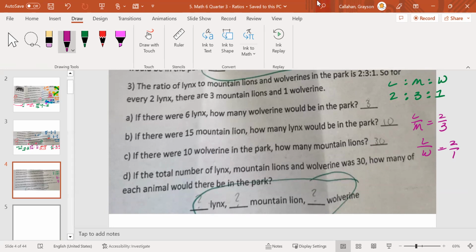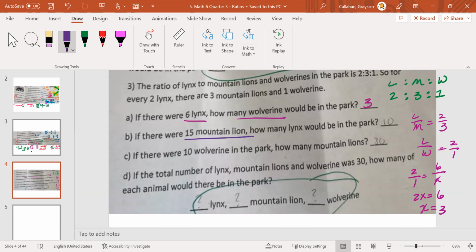So if there are 6 lynx, how many wolverines will there be? Well, lynx and wolverines 2 to 1, right? Lynx is on top, 6 over x. 2 times x is 2x. 1 times 6 is 6. What's 6 divided by 2? So that is 3. So that's correct. Next one.